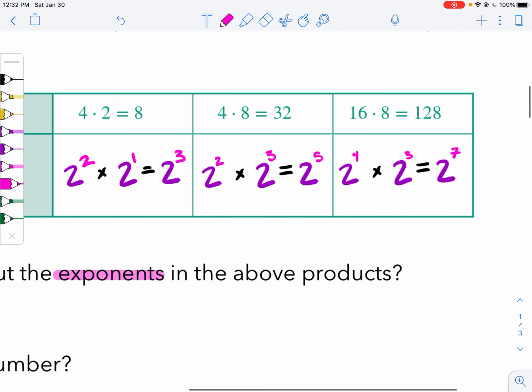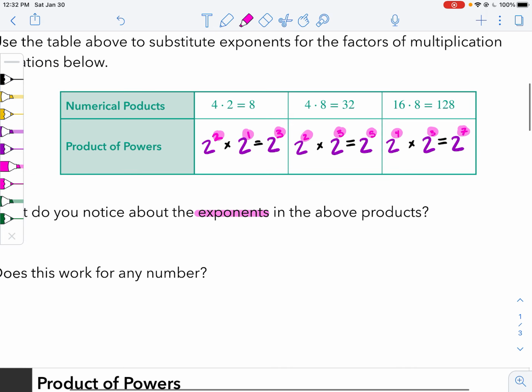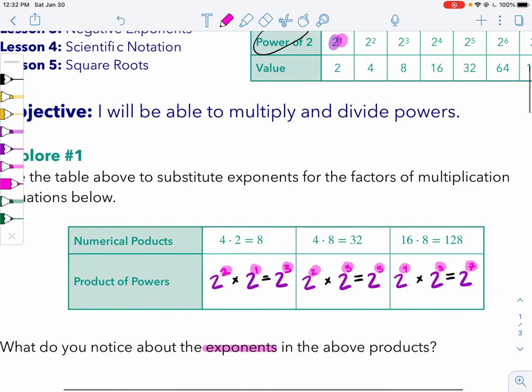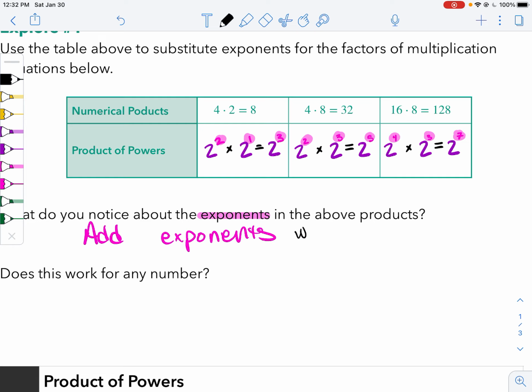So what do you notice about the exponents? What patterns are the exponents taking? You have 2, 1, and 3. 2 and 3 make 5. And 4 and 3 make 7. What do we do there? Well, that's addition. 2 plus 1 is 3. 2 plus 3 is 5. 4 plus 3 is 7. So you just add the exponents together as long as we're multiplying the same base.